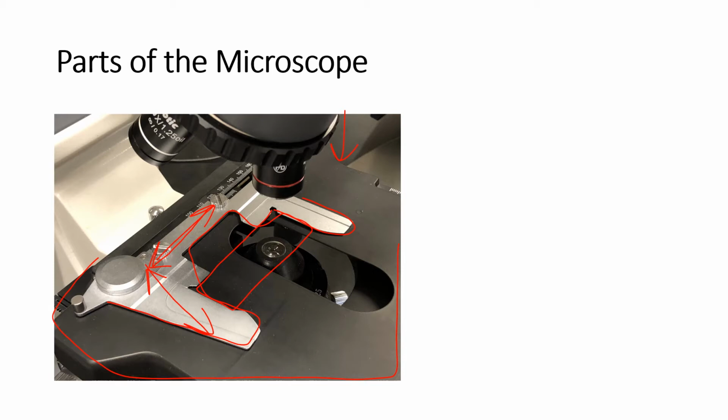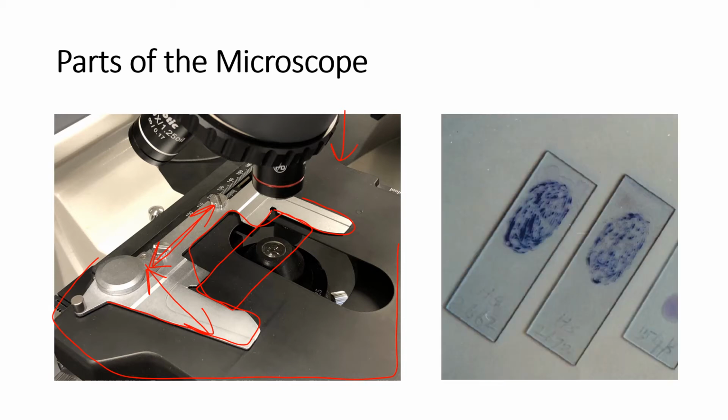So once you put the slide in, you would take the slide, place it into the slide clip, then you want to position it so the colored part of the slide, your stain, is right over where the light comes in. So you want to make sure that whatever area you want to observe on the slide is placed right over the light.